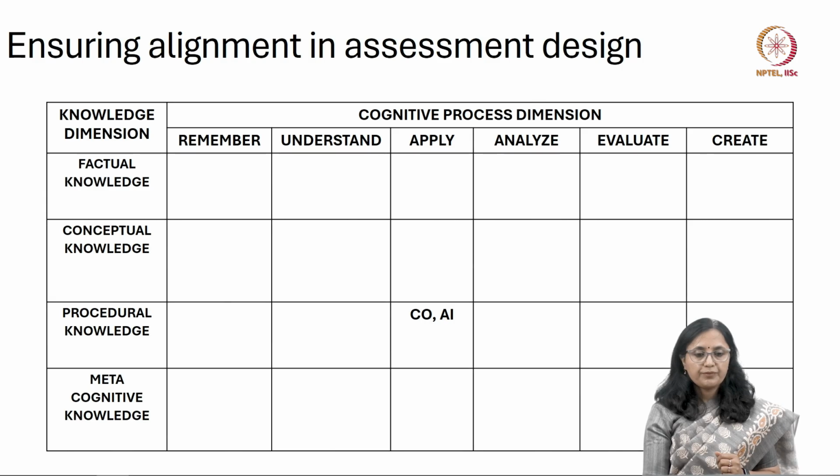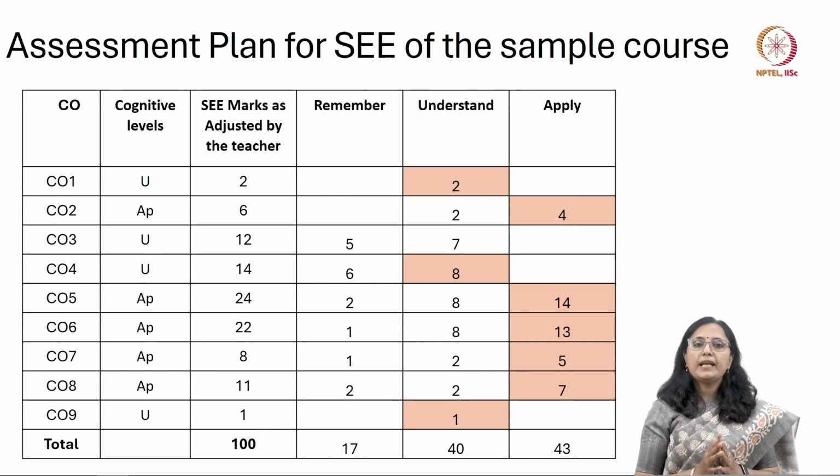Again, I will show you one assessment plan for SE of the course that we were discussing just now. Now we know that we have 9 course outcomes, and each course outcome is of certain cognitive level, that is also specified in the second column of the table. Now, what do we understand by this?